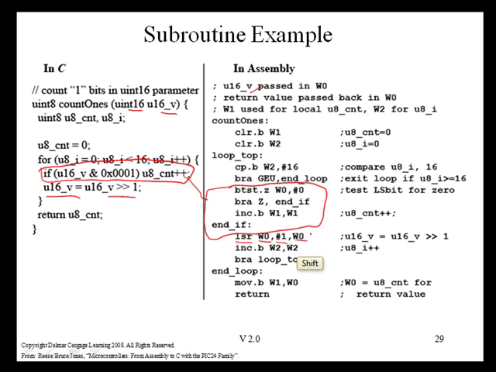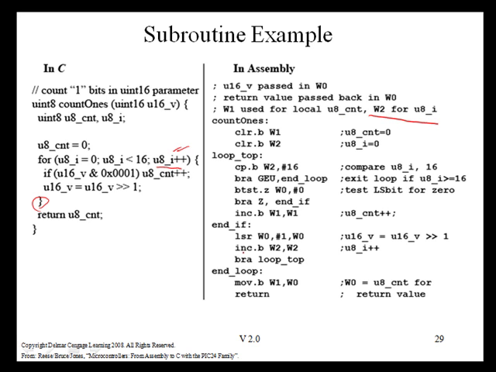At this point, we now are here, which means that we're going to execute this portion of the for loop, which says to increment our loop counter I. Our loop counter I is being held in W2, so we're going to increment W2 by 1 and stick the result in W2. And now we need to jump back up to the top of our loop.